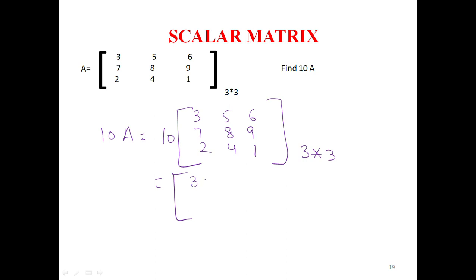10 times 3 is 30, 10 times 5 is 50, 10 times 6 is 60, 10 times 7 is 70, 10 times 8 is 80, 10 times 9 is 90, 10 times 2 is 20, 10 times 4 is 40, 10 times 1 is 10. And this is the scalar matrix.